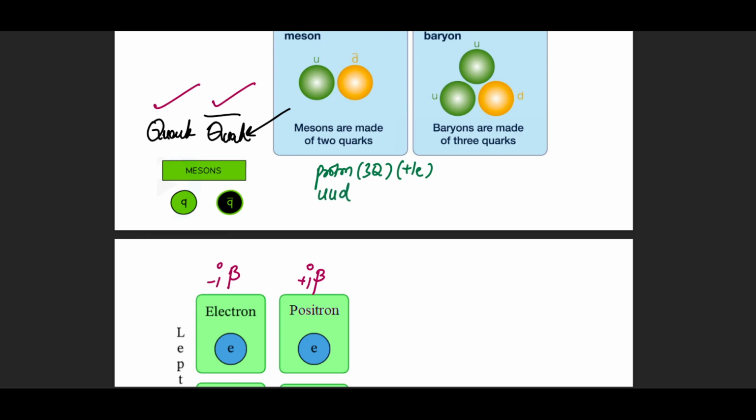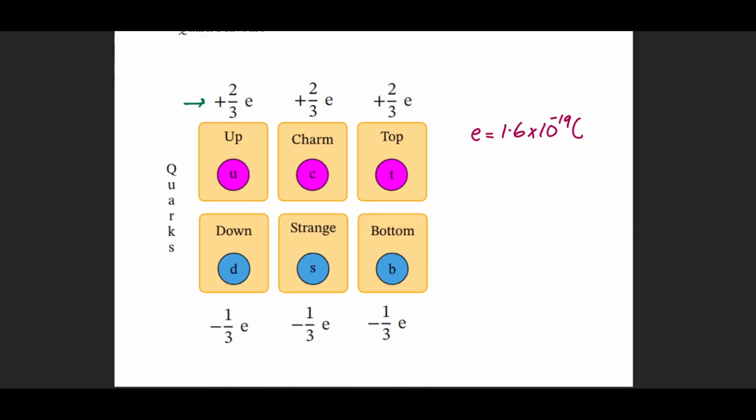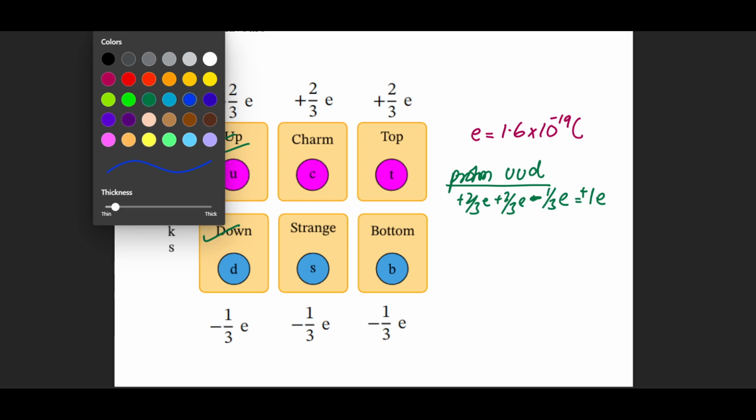How would you calculate this? The up quark has a charge of +2/3. So a proton has up, up, down. That will be +2/3e, +2/3e, -1/3e. So two of them are up and one is down. When you add the fractions, you will get the answer 1e, that is, +1e. So these are the proton's quarks, and we should remember them, right?